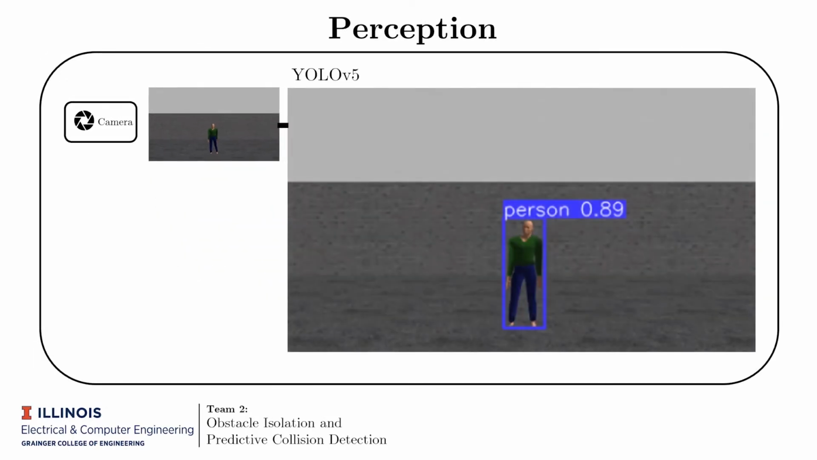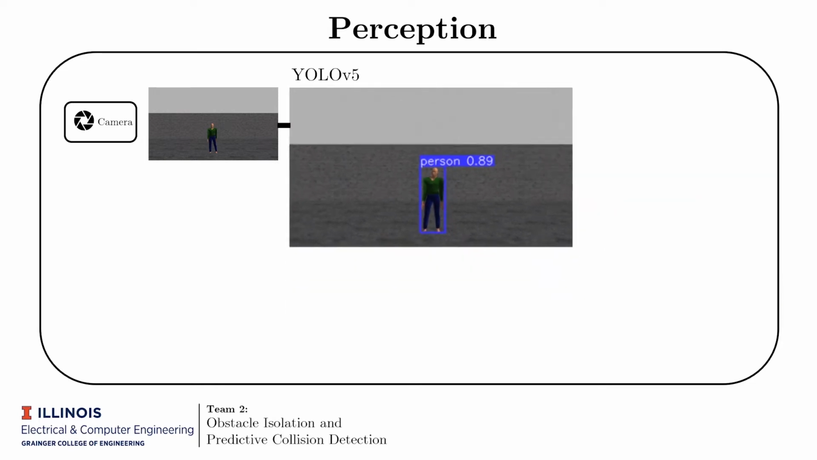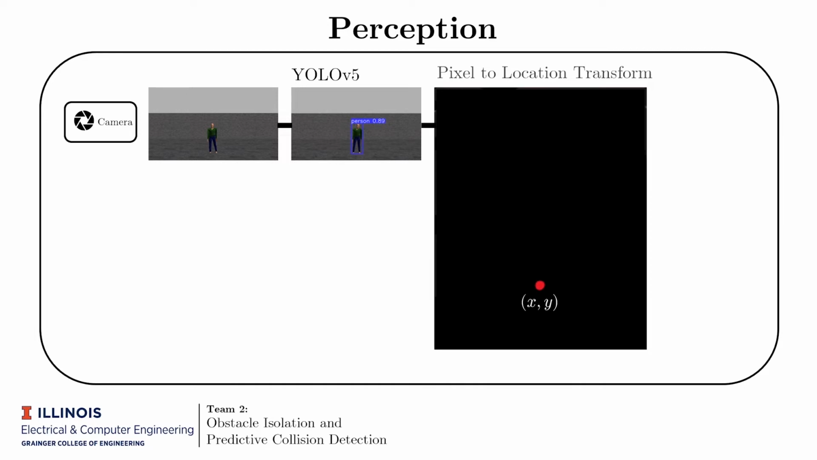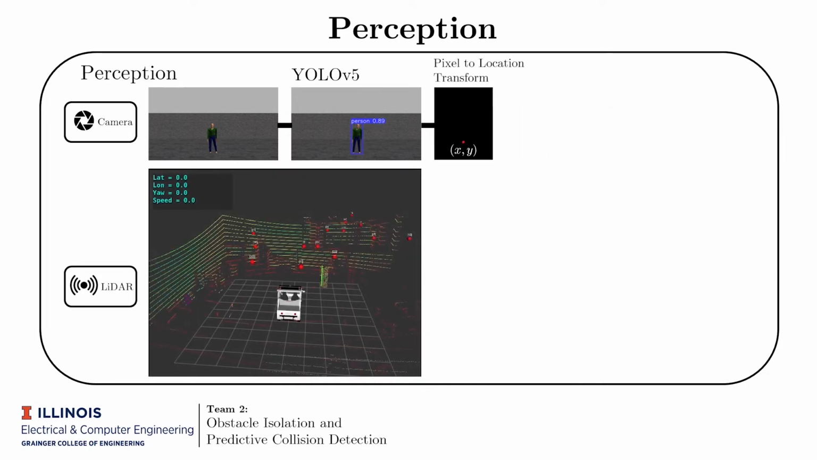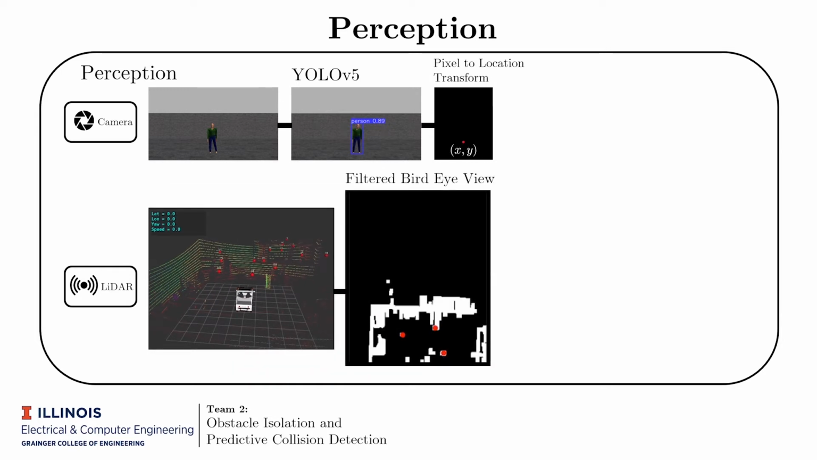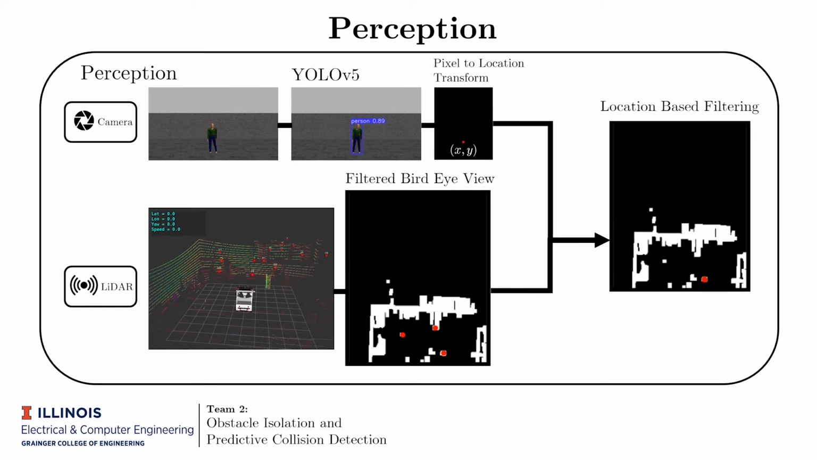In the perception module, we begin by running the camera through a pre-trained YOLO model to detect pedestrians. We then take the pixel coordinates from the bottom of the pedestrian's bounding box and convert them to pixel coordinates for the bird's eye view image by applying a calibrated transformation. At the same time, we process the LiDAR by filtering points in a certain region and then flattening the points to create a bird's eye view image. We then run Hough circles on this bird's eye view image to find all shapes resembling a person. Finally, we use the pedestrian's previously computed bird's eye view pixel coordinates to filter out the wrong Hough circles.